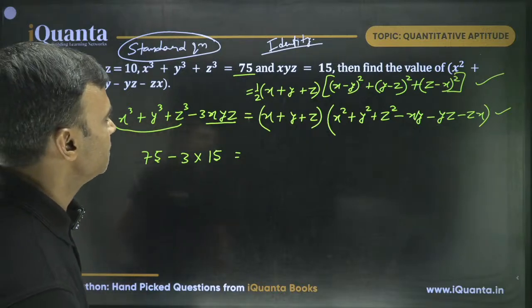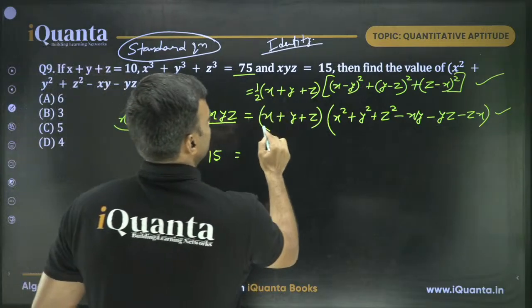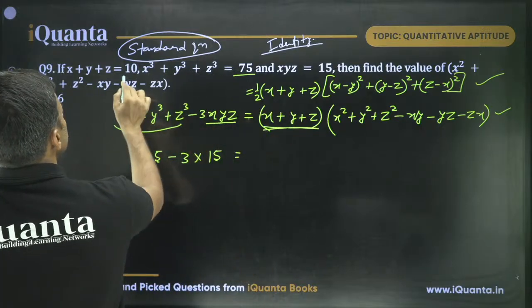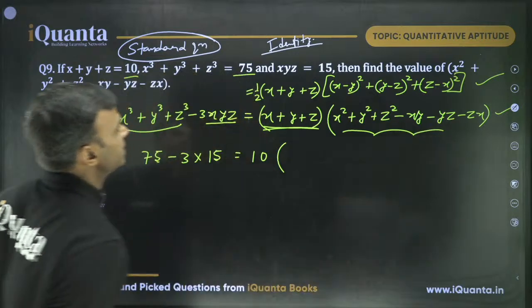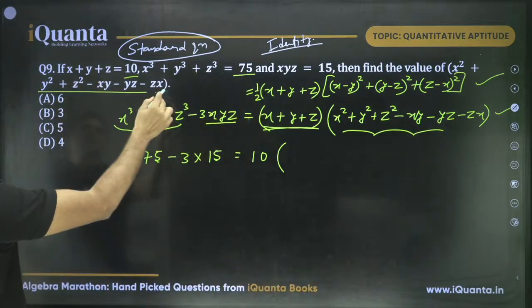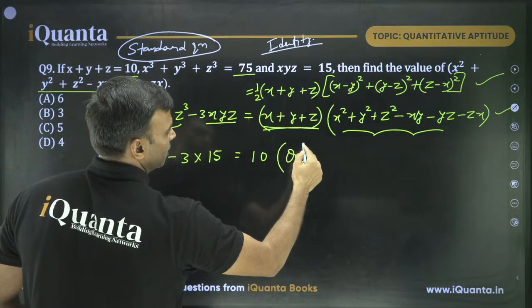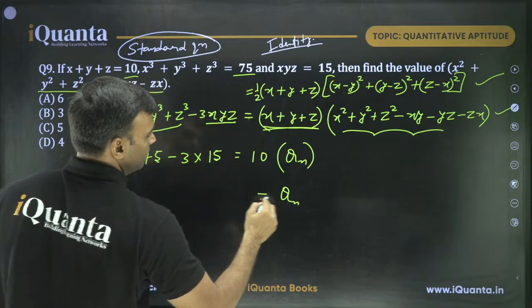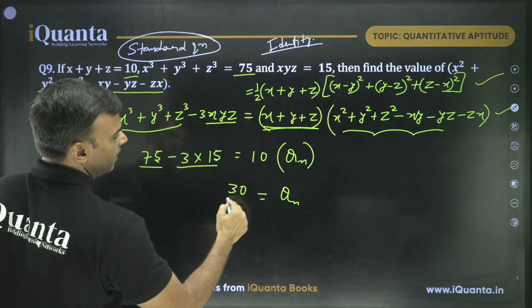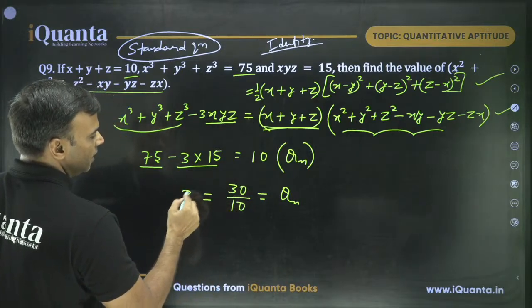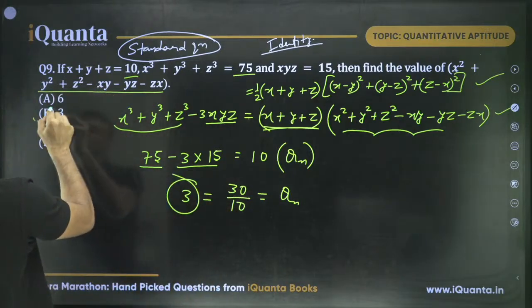Just put the values. x plus y plus z is 10. Into, this is the question, isn't it? Yeah, this is the question. So our question is equal to, कितना बनेगा? 75 minus 45, 30. Divide by 10, which is equal to 3. Alright, so the answer is option B.